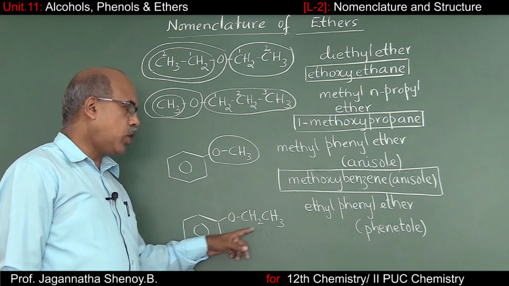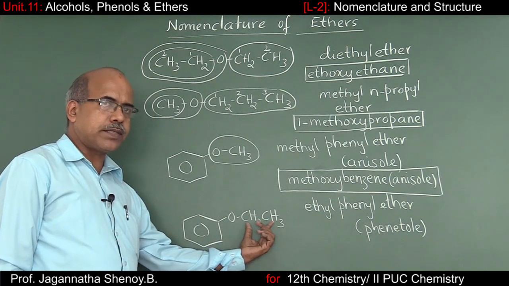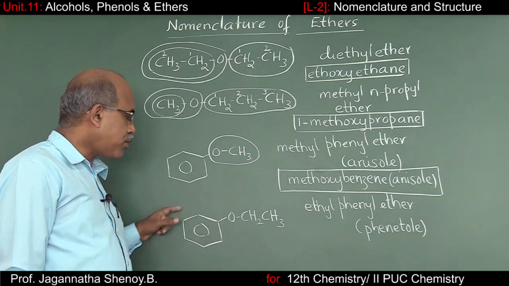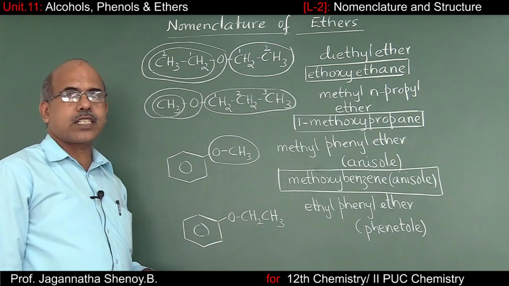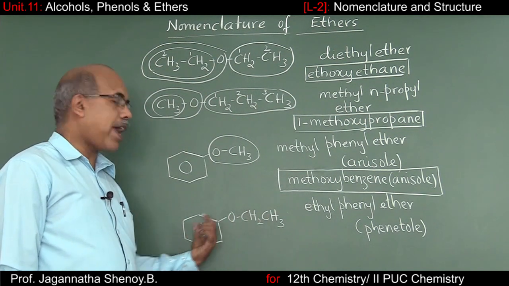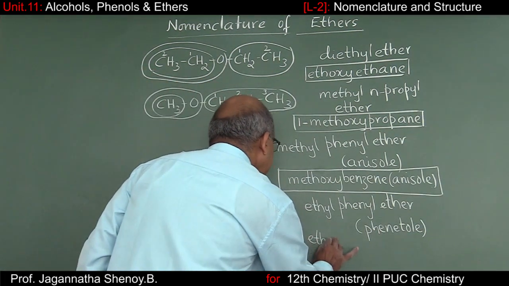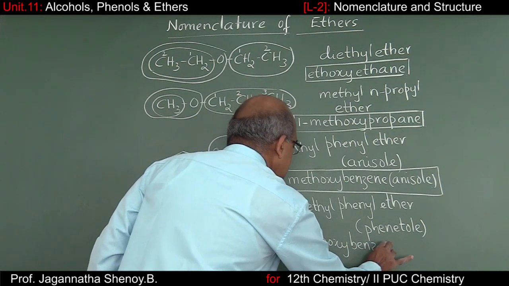In the same way, if we go to the last example, here we have only 2 carbon atoms, whereas here we have 6 carbon atoms. That's why we have to treat it as a derivative of benzene. So here it is ethyl oxy, ethoxy. So you have ethoxy benzene. What is the IUPAC name of the last molecule? It is ethoxy benzene.